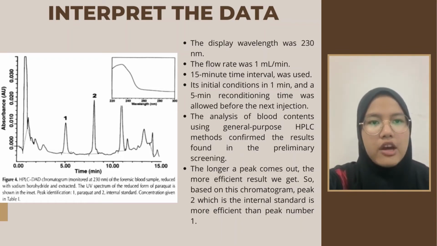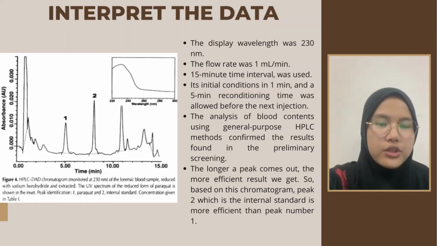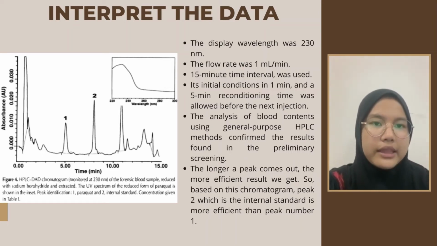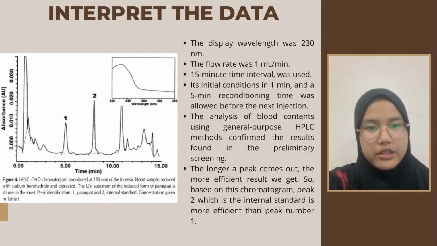The analysis of blood contents using a general purpose HPLC method confirmed the results found in the preliminary screening. In this method there are two peaks: peak 1 is the paraquat peak, and the second peak is the internal standard. Paraquat is a toxic chemical that is widely used as an herbicide, which is a plant killer, primarily for weed and grass control.